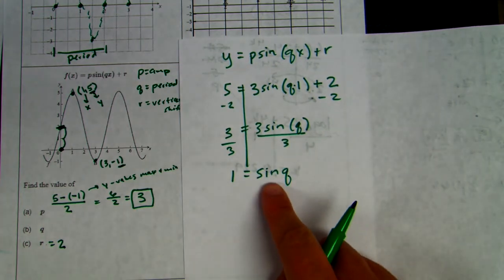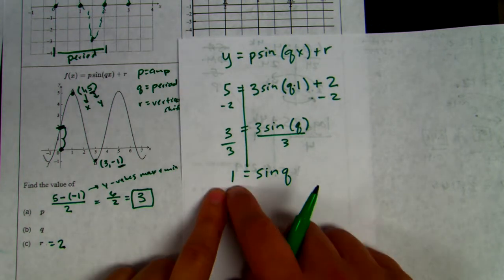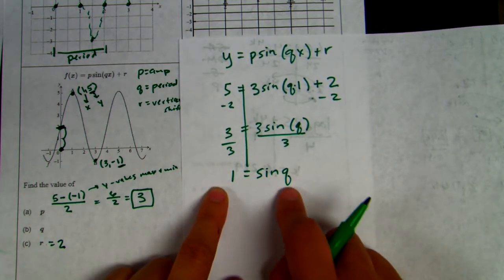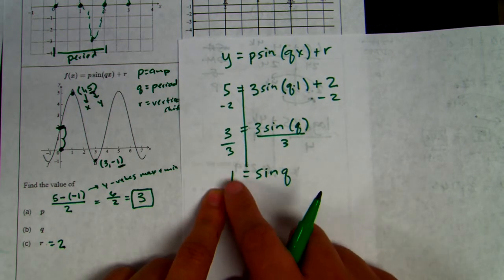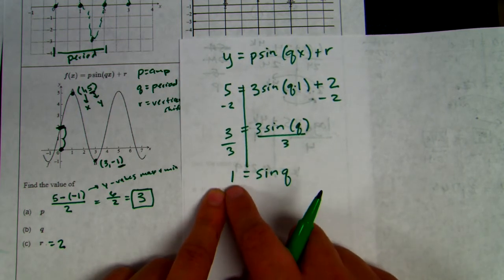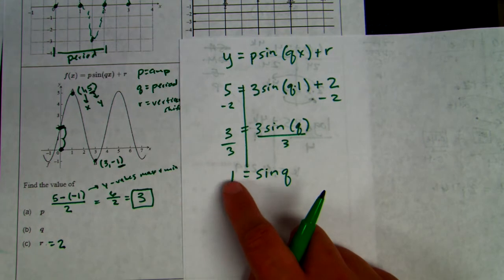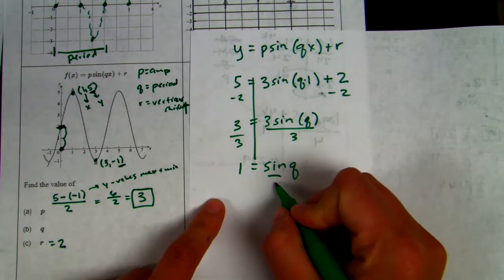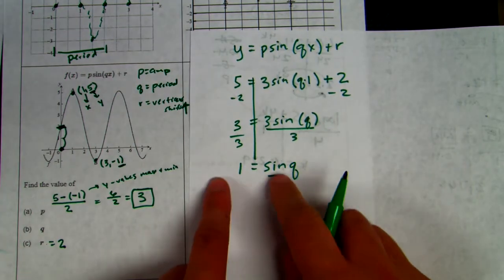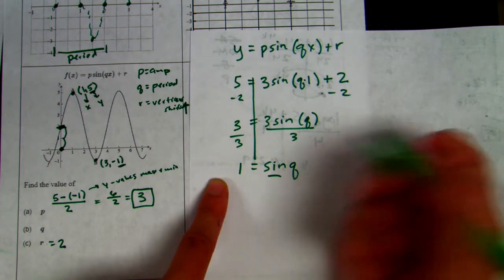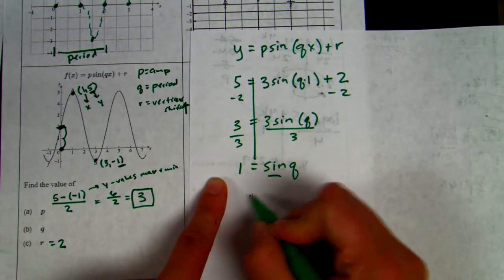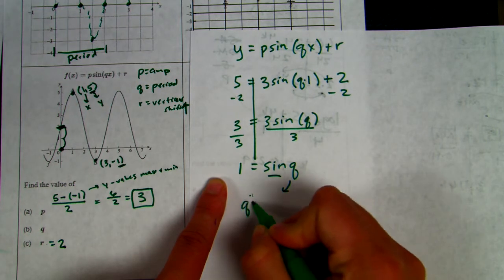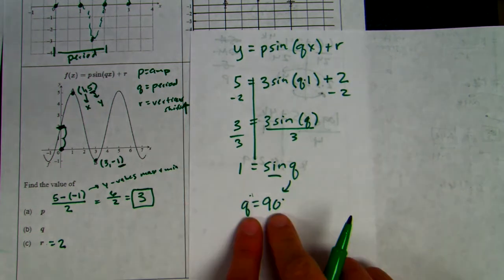Okay, well, there's a couple different ways we know how to solve this. Based on the unit circle, this question is asking us what is my degree measure when my y value is equal to 1, because sine is our y value. Well, for sine, that's at 90 degrees. So q is equal to 90 degrees.